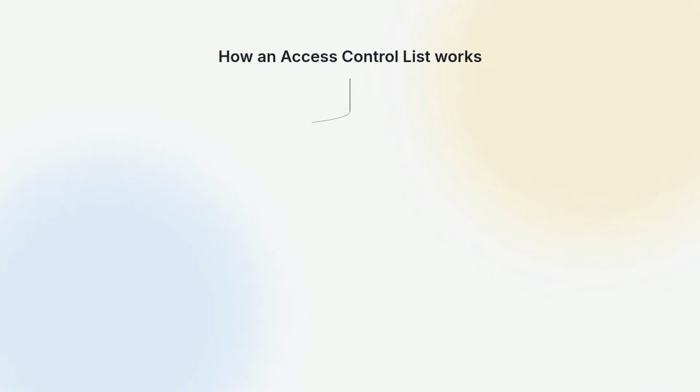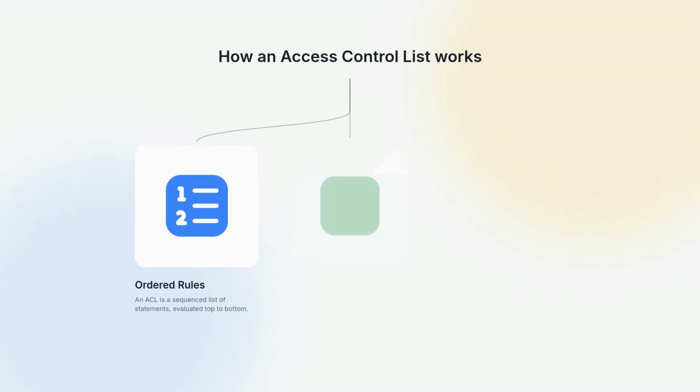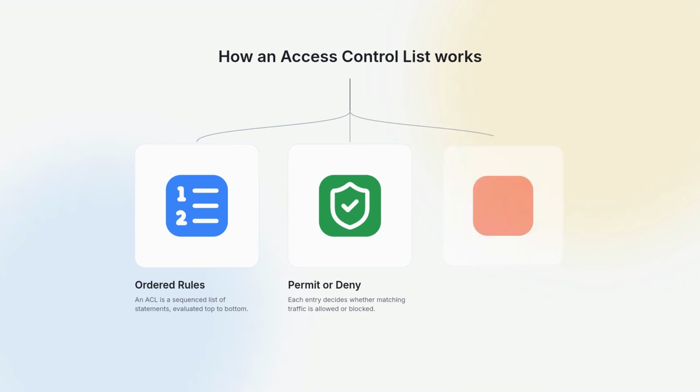An ACL is just an ordered list of permit and deny statements that a router or switch checks against packets. You apply an ACL to an interface in one direction, inbound as traffic enters or outbound as it leaves. ACLs are read top to bottom and first match wins. The moment a packet matches a line, Cisco stops checking.